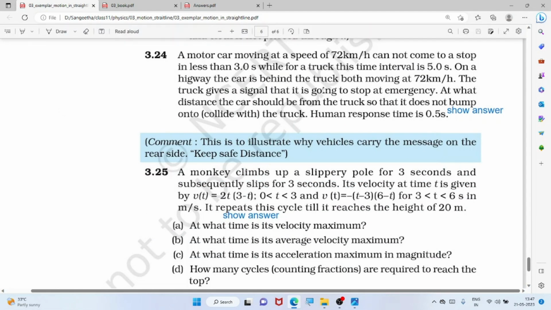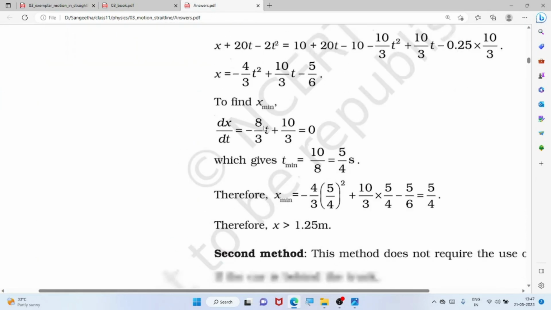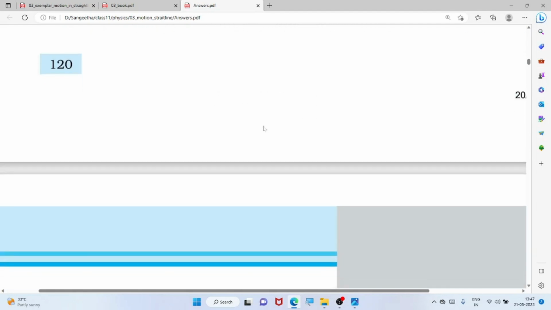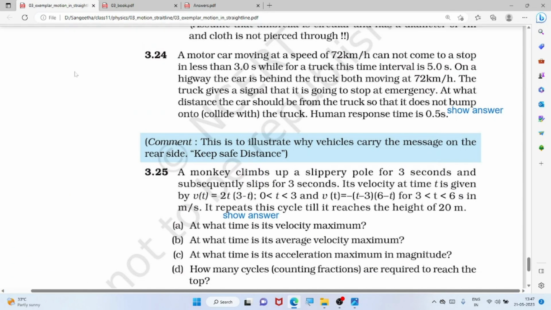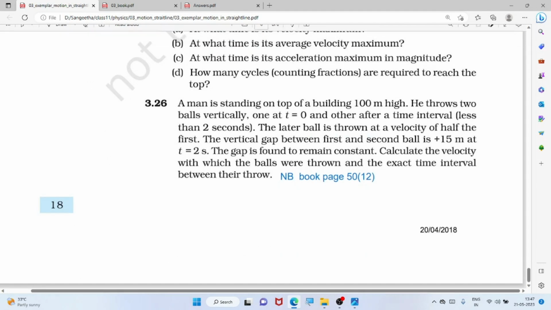A motor car is moving at this speed; you can also go through the answer. That is given. Monkey, this answer is given.